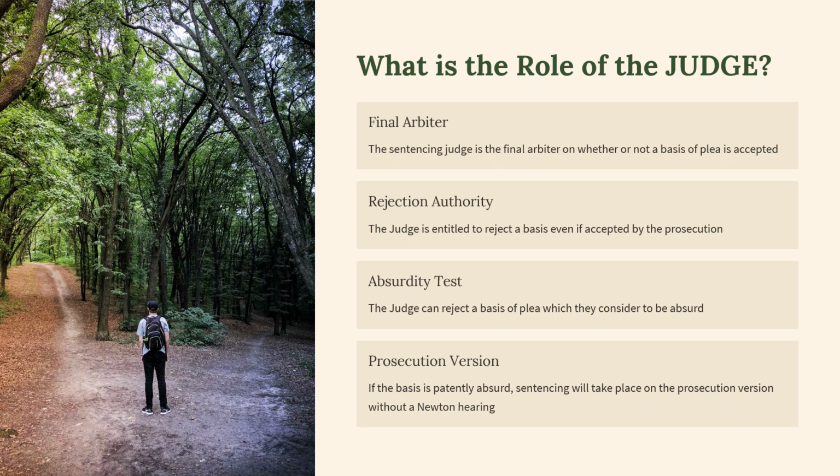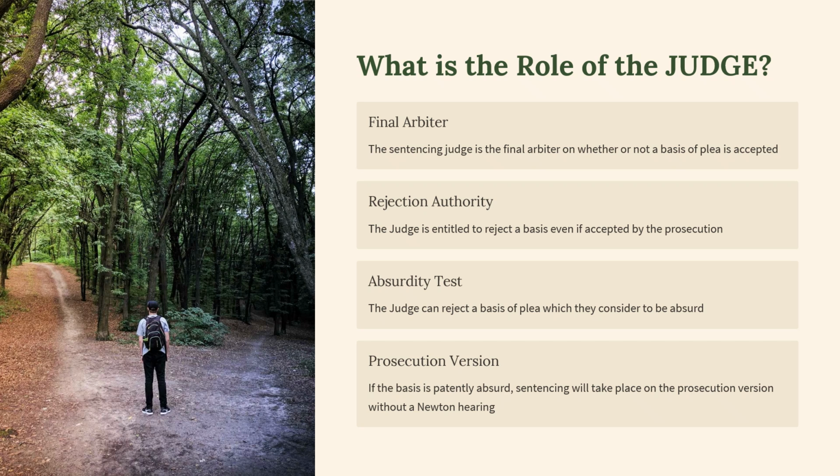What's the role of the judge? Well, basically, the judge is the final arbiter. The sentencing judge is the final arbiter on whether or not the basis of plea is accepted. So even if the prosecution and the defence agree, it's still up to the judge. The judge is entitled to reject a basis of plea even if it's accepted by the prosecution.